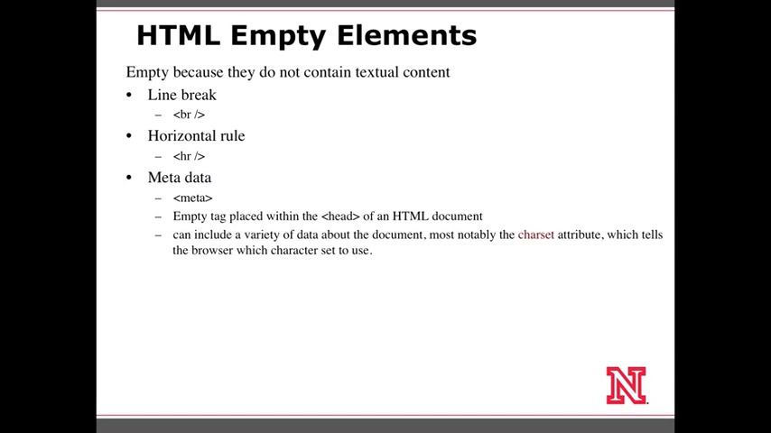And we'll skip that. And then talking about the last type of HTML element, empty elements. They're empty because they do not contain textual content, and there aren't very many of these. Line break, or the BR tag, horizontal rule, and then the meta tag are the most commonly seen ones. The meta tag is simply a tag placed within the head of an HTML document, and it provides information about the document. Usually the charset is in a meta tag, and that tells the browser which character set the page is using. The meta basically is metadata about the document.